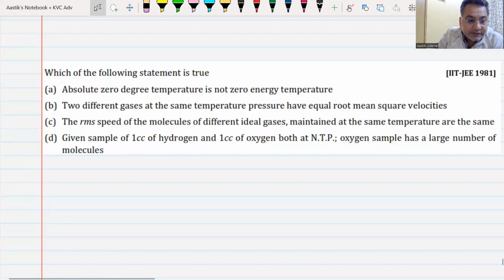This one, my dear friends. Which of the following statements is true? Absolute 0 degree temperature is not zero energy temperature. Two different gases at the same temperature and same pressure have equal RMS. The RMS speed of molecules of different ideal gases maintained at the same temperature are the same. Given sample of 1 cc of hydrogen and 1 cc of oxygen, both at NTP, the oxygen sample has a larger number of molecules.